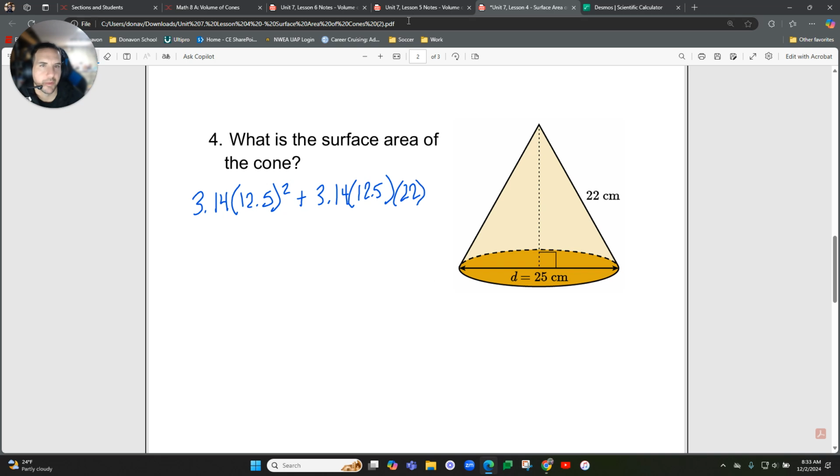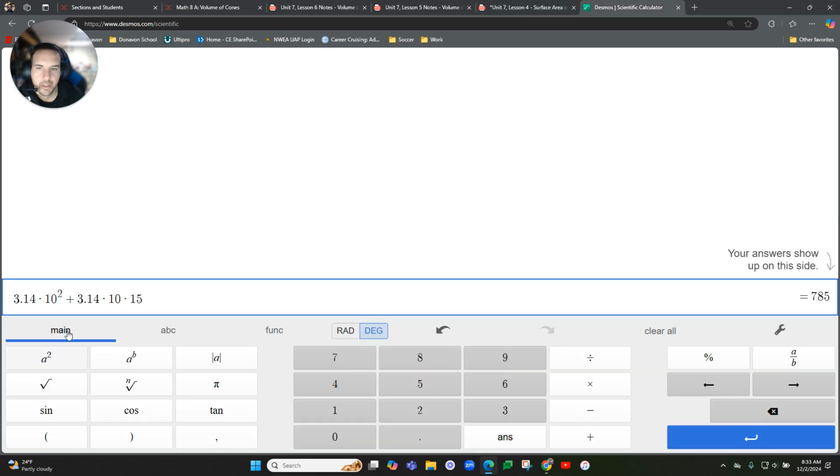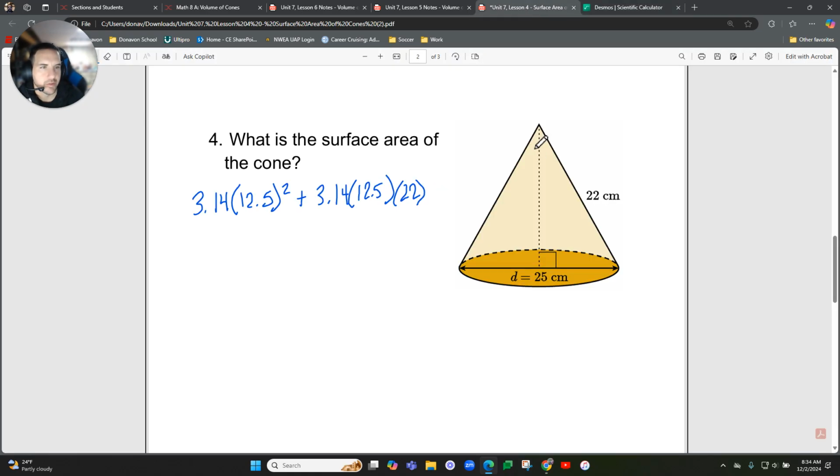Again, it's the same formula over and over again here. So we'll change the radius. Instead of 10, it'll be 12.5. So we'll have to do that twice because radius is in the formula twice. And then the slant height for this one, I believe, was 22. I'll have to double check that to make sure. Yeah, it was 22 right here.